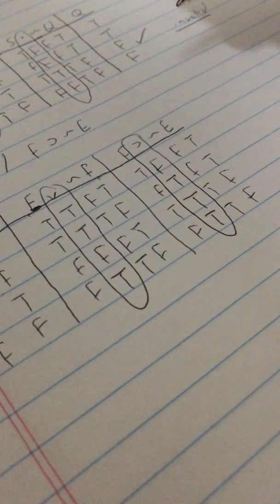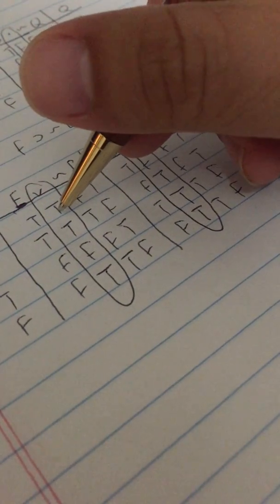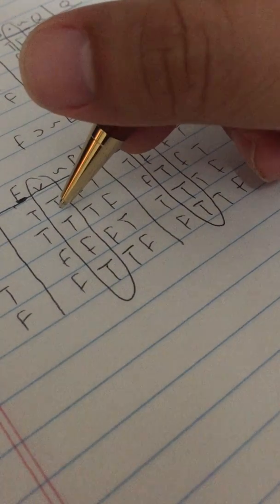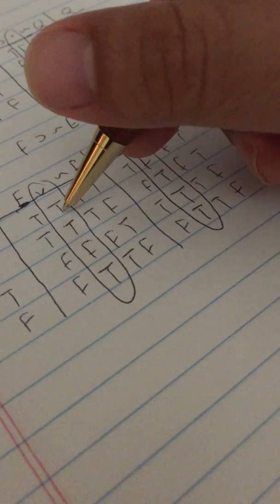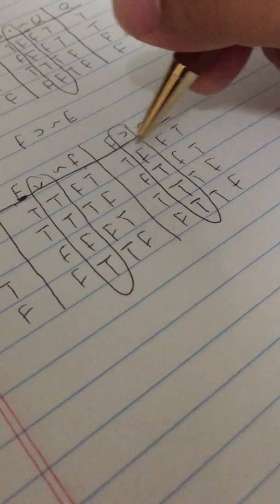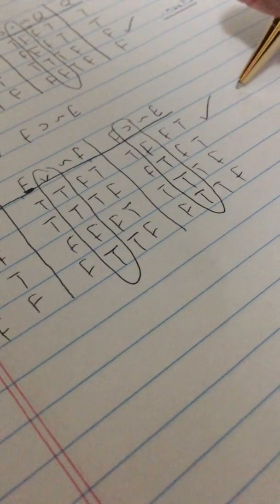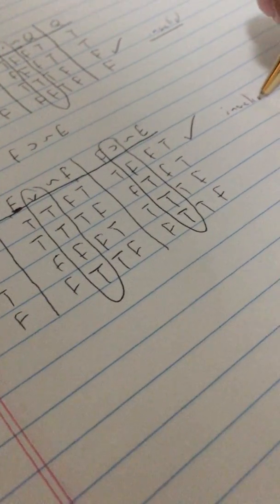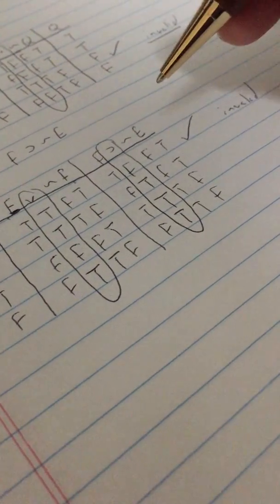And now for validity, I just compare, do I ever see a row where the premise, or in this case just the one premise, is true and the conclusion is false? Here I see a true premise and a false conclusion, so invalid. Right? I just go ahead and complete it.